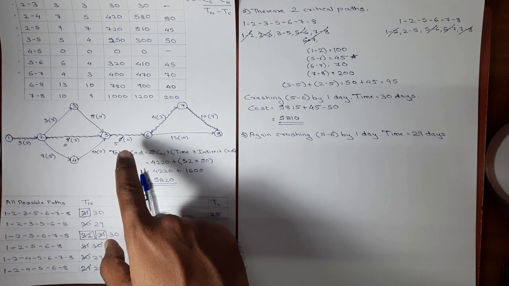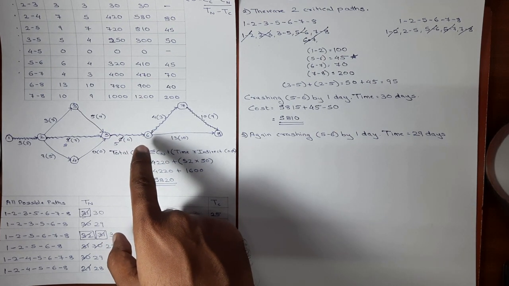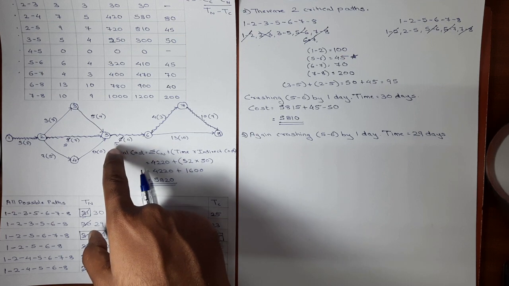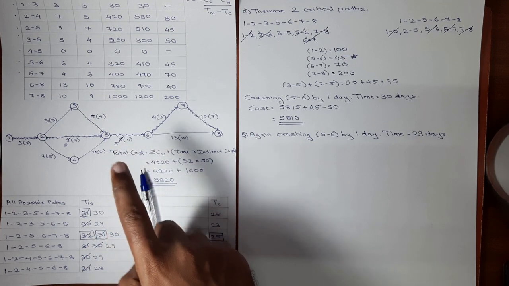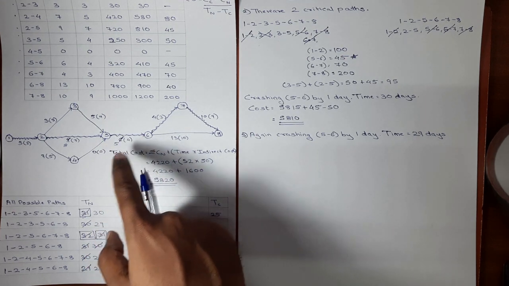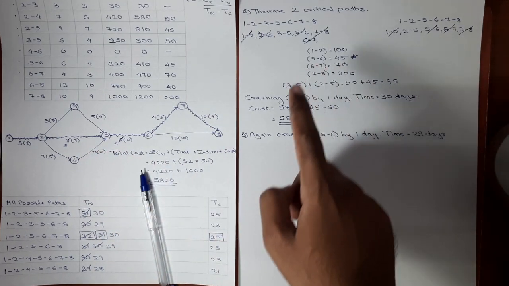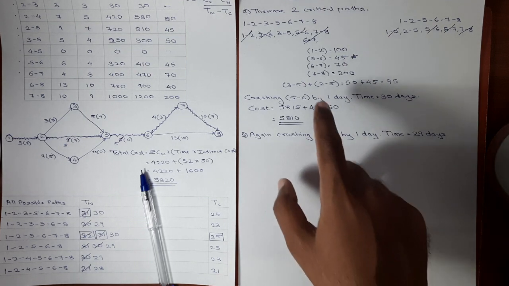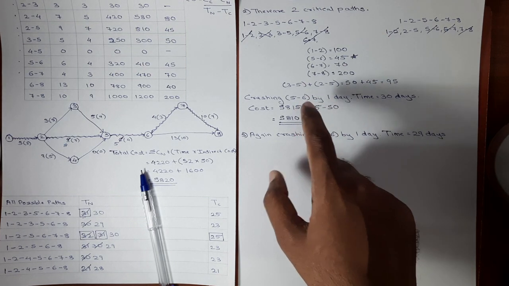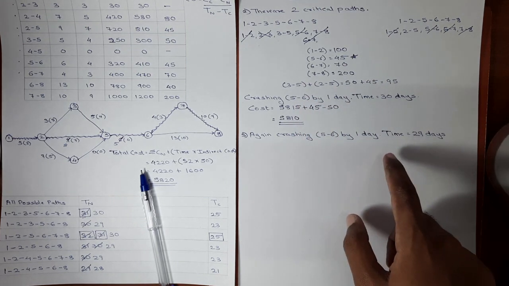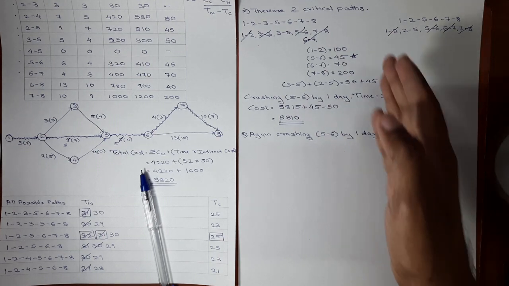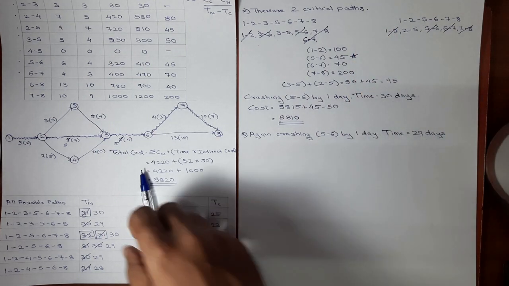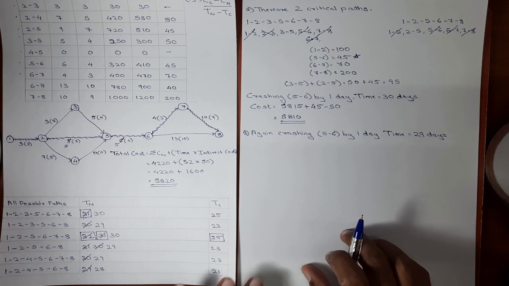There is scope for crashing 5, 6. Because the normal duration is 5, crash duration is 4. There is still scope for crashing activity 5, 6 by one day. No activity was exhausted, no new critical path is added, and there is a scope for crashing this activity. So we'll just crash that activity again by one day instead of writing these things again. Okay, I hope this is clear.